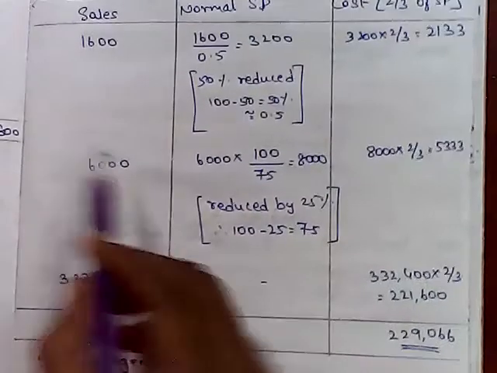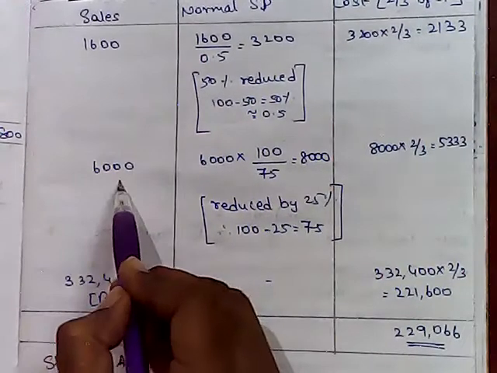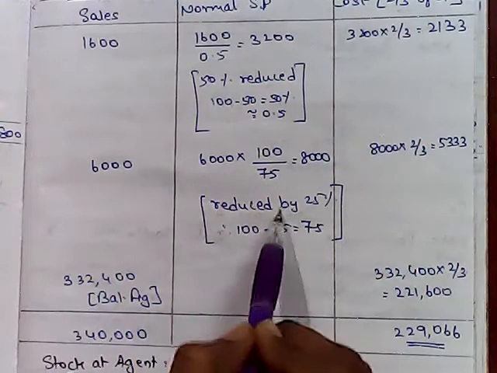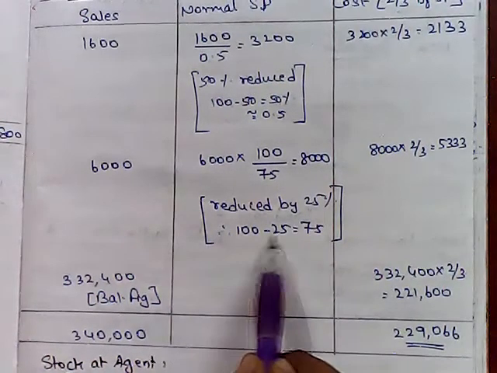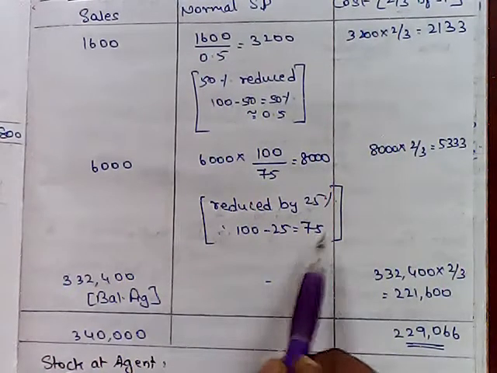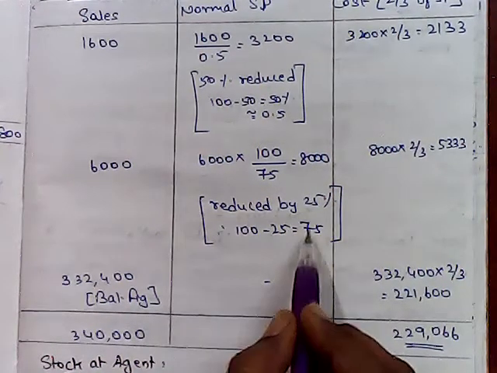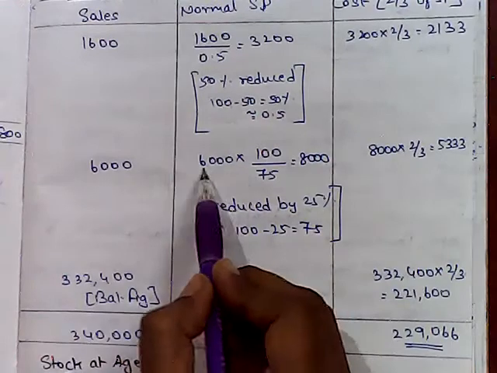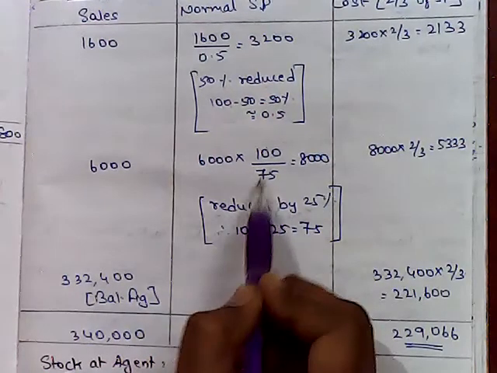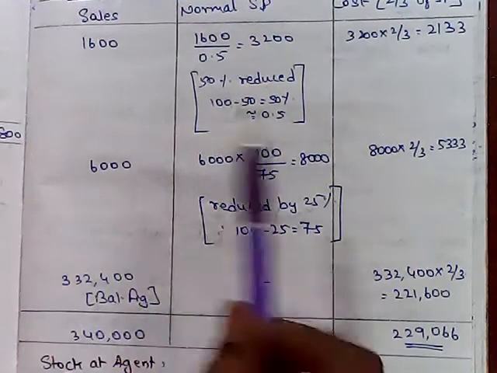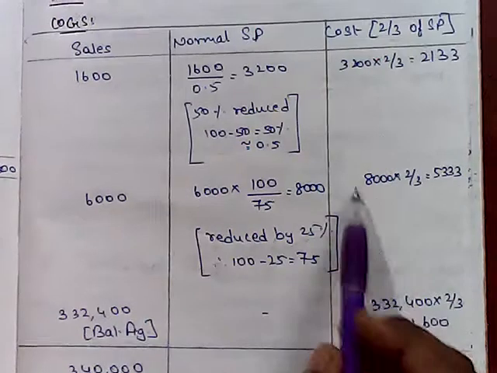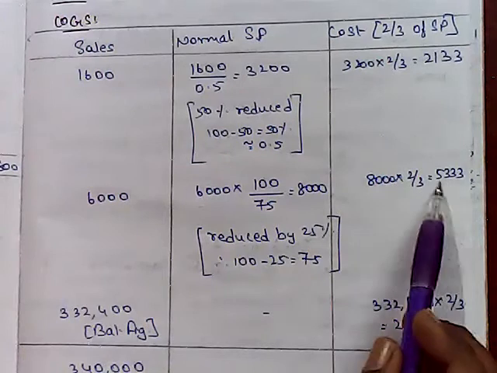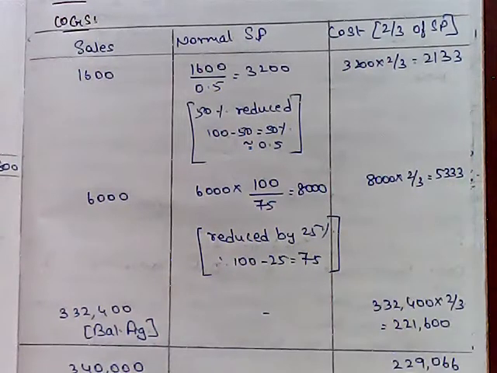So next, when the sale is 6,000, the selling price is reduced by 25%, given in your question. So 100 minus 25 is 75. Okay, so that is 6,000 into 100 by 75. This is the same thing as we did earlier, which is 8,000. So the cost would be 8,000 into 2 by 3, which is 5,333.